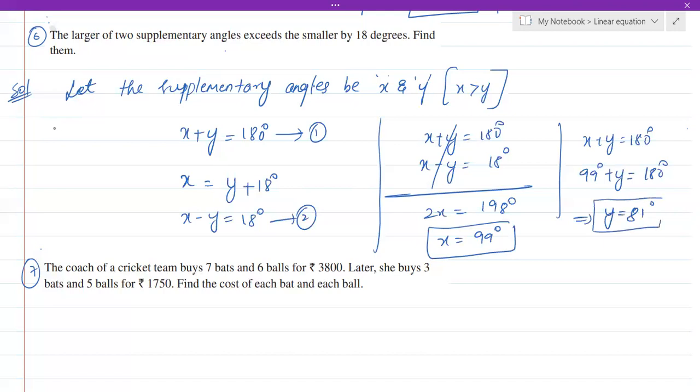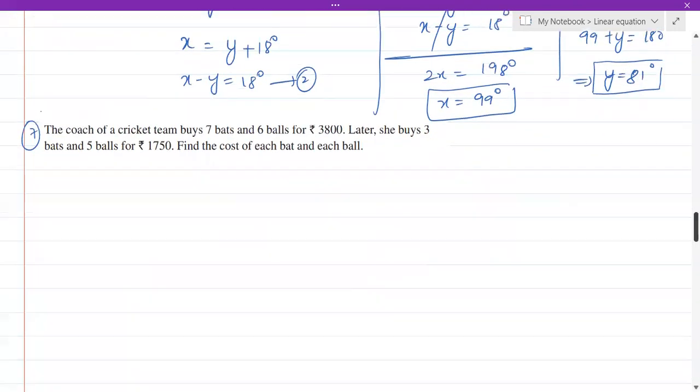Okay, so here we got the value of x and y. The supplementary angles are 99 degrees and 81 degrees. Let's get into the next one.